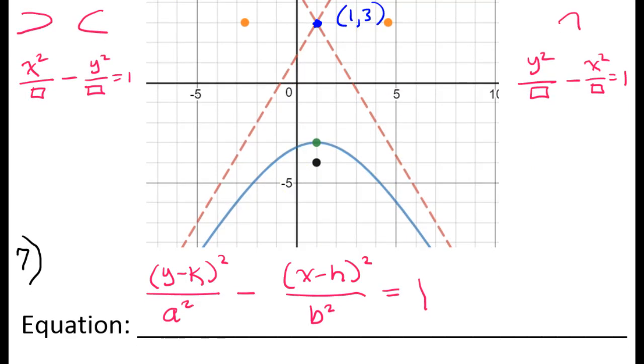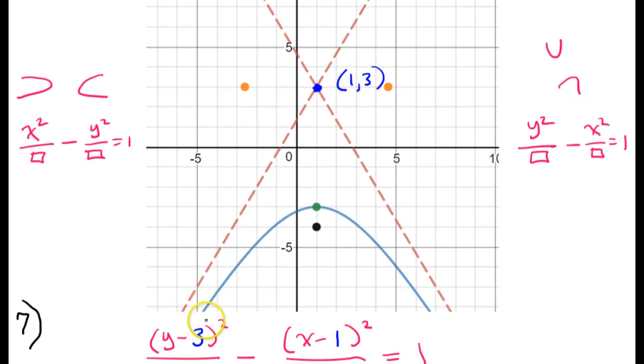So I can go ahead and fill in that part of the equation right now. The y-coordinate is going to go in the y part of the equation, so this is going to be y minus 3. The x-coordinate will go in the x part of the equation, so it will be x minus 1. All right, so I have that.